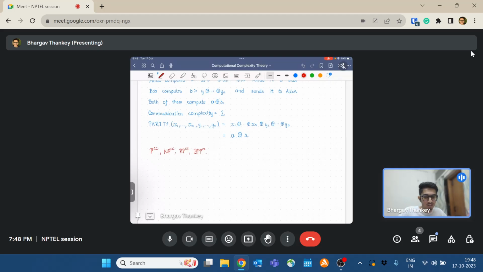You can think of a random choice as weaker than an arbitrary choice. So when I allow you to make a random choice, I give you less power than when I allow you to make an arbitrary choice.